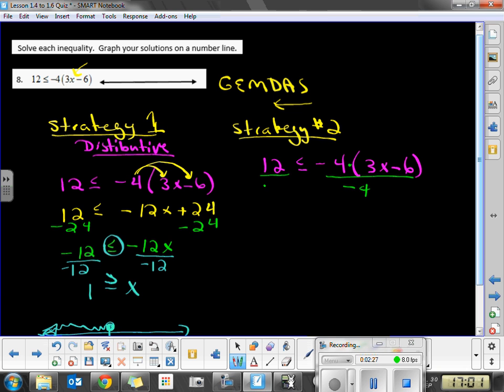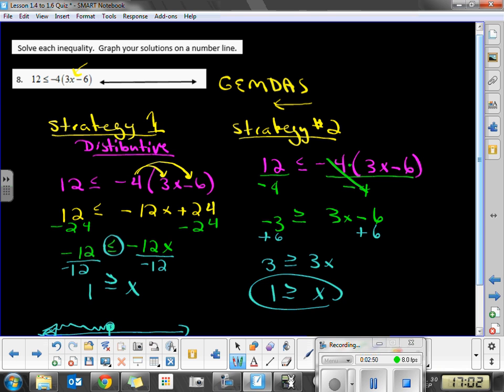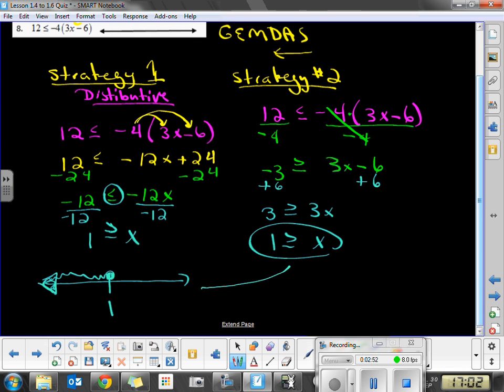I divide by -4. So as soon as I divide by a negative, I get -3, reverse the inequality sign, and the 12 will reduce to 3x minus 6. And then I want to take the 6 over and get x by itself, so I'm going to add 6. Add 6, so I'm going to have 3 is greater than or equal to 3x. And I'm going to divide both sides by 3, so that means 1 is greater than or equal to x, which is the same solution as we had before, so it's got the same number line representation of solutions. It's just a different strategy, whichever one seems to be more comfortable for you.